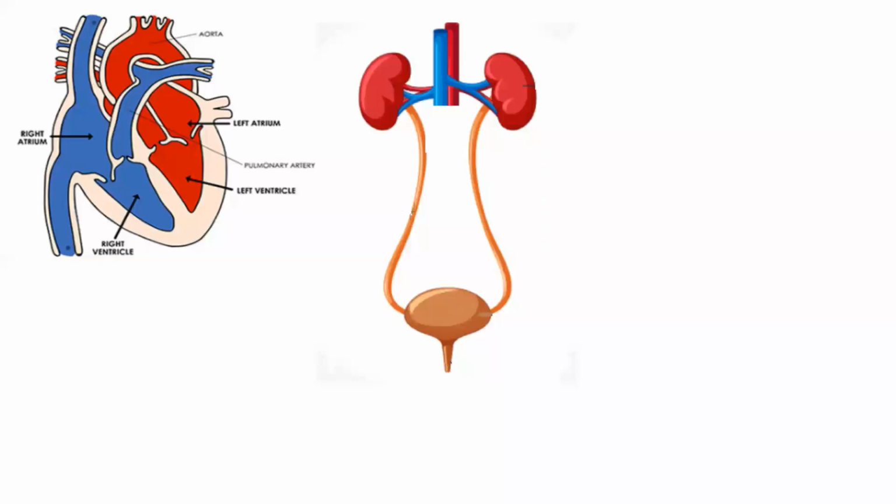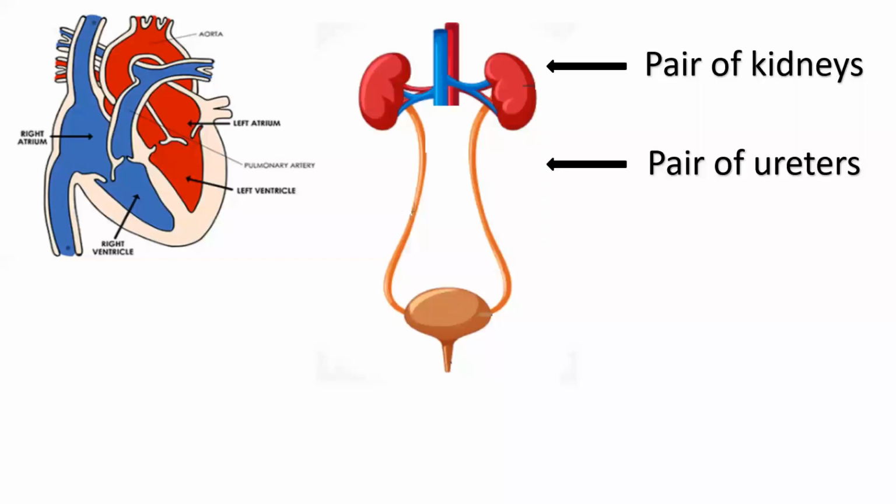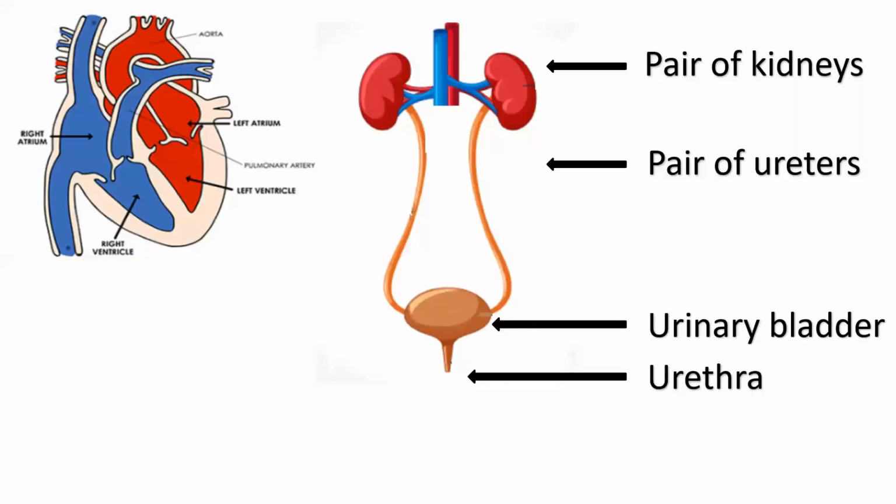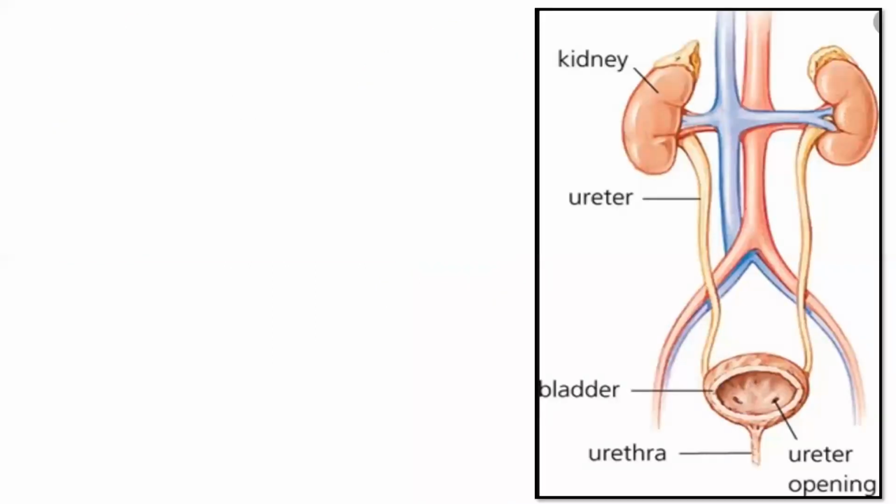Okay. Now let's understand the labelings. We have a pair of kidneys, a pair of ureters, one single urinary bladder, and one single urethra. All right. Now let's move on to the basic diagrams.